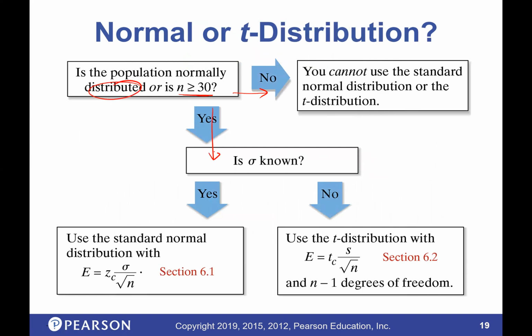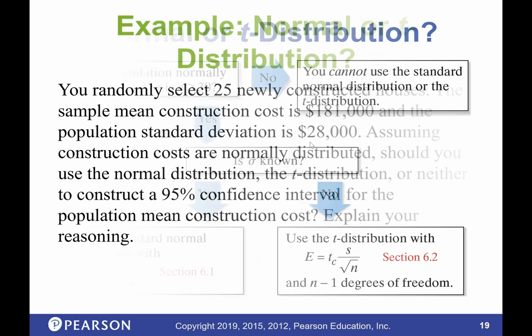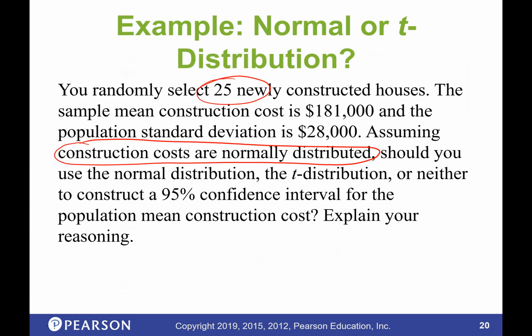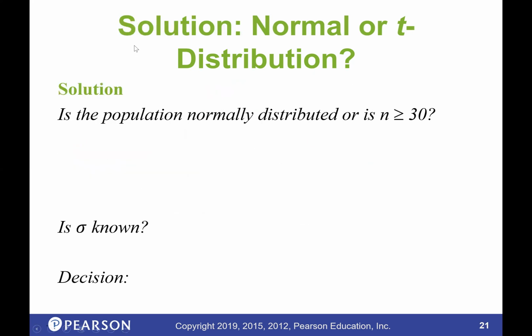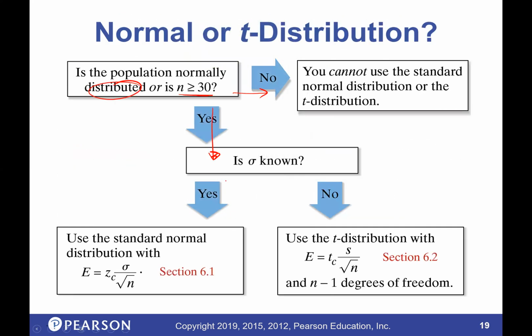So we go down to here. Then the next question is, do I know the standard deviation of the population? Yes, I do, right here. It's 28 grand. That's cool. Going backwards here. So therefore, I go to this right here. I'm going to use a standard normal distribution.